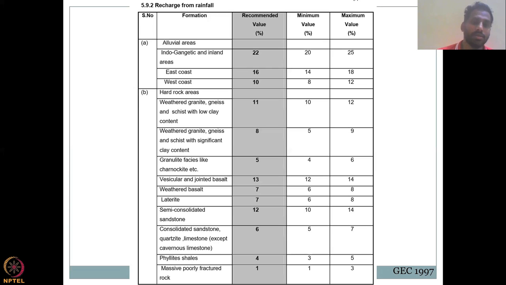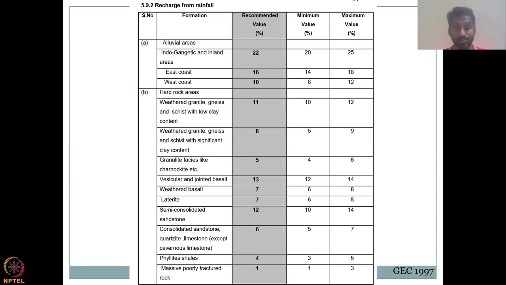You can see there are multiple types, whether granite, granulite, vesicular basalt, weathered basalt, laterite, etc. Depending on the rock type, there is a fracture percentage. All this has been done by GSI and other studies across the world. They have estimated how much infiltration happens and how much of that goes further into groundwater recharge. And this is the value. So 11% of the rainfall, 8% of the rainfall, etc.